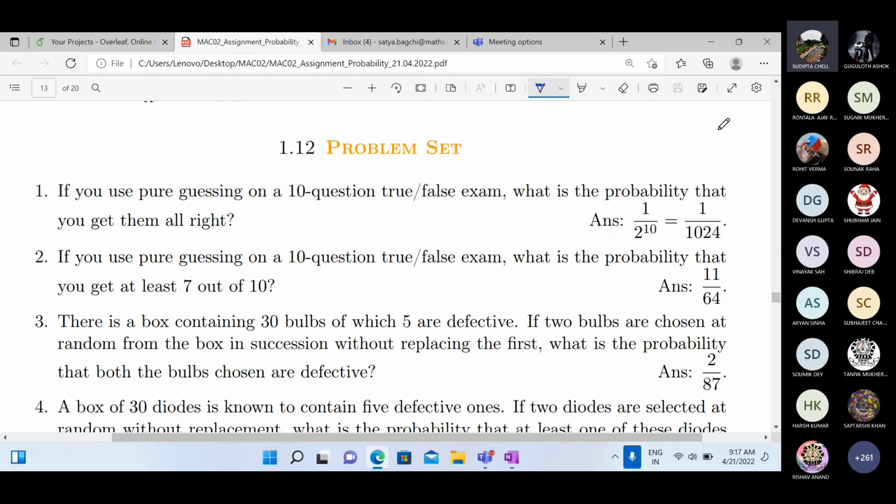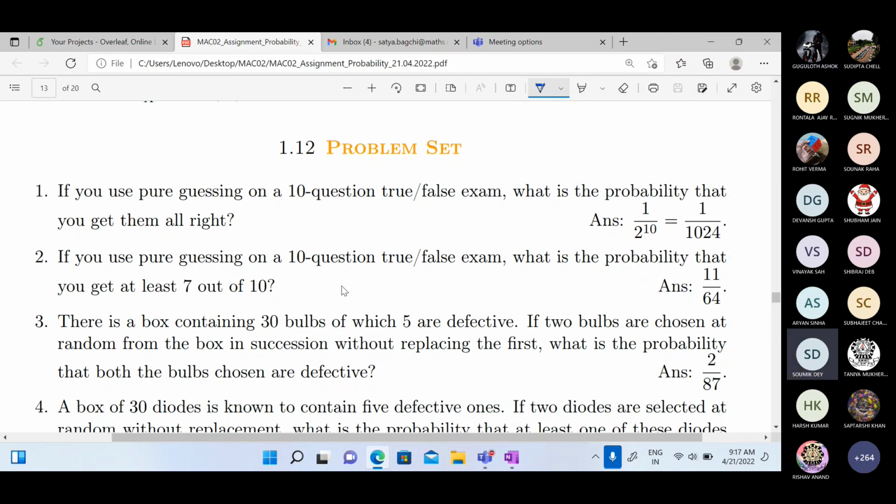Sir, can we do the reverse elimination process, like total probability minus selecting the 3 which are going to be incorrect? Generally, if the question says "at least", then generally we do 1 minus something. That means what is not happening. Yes, sir.